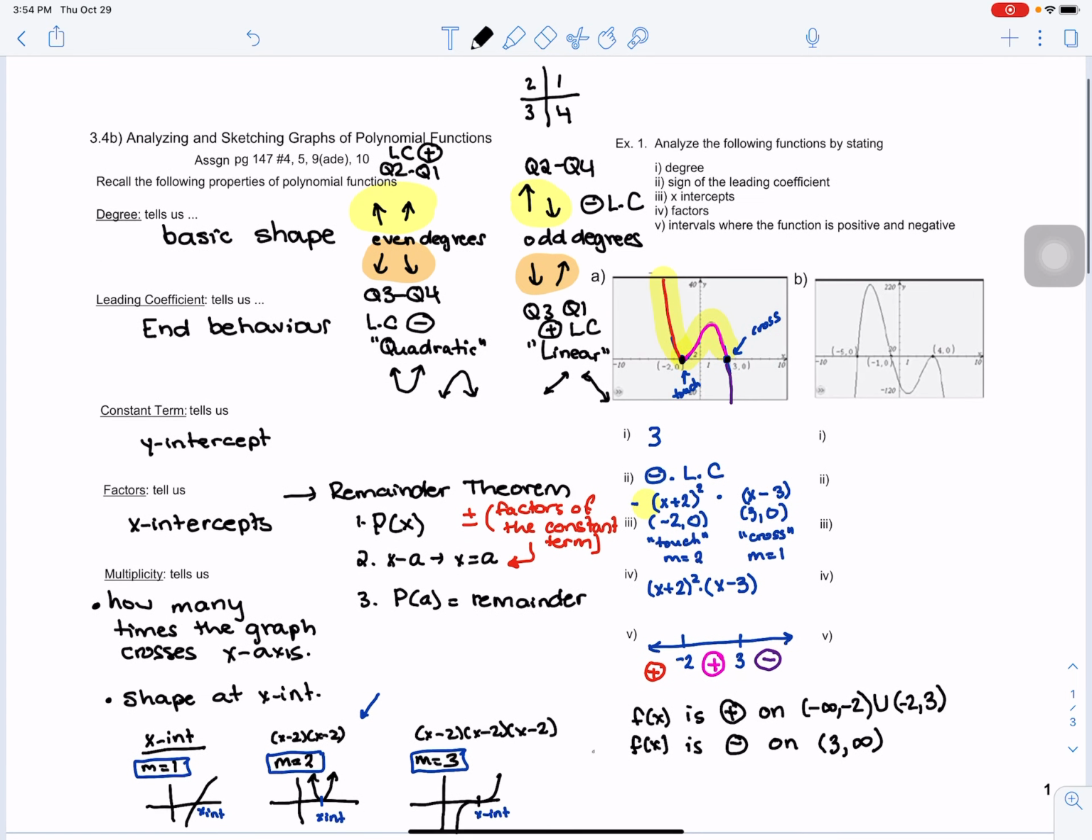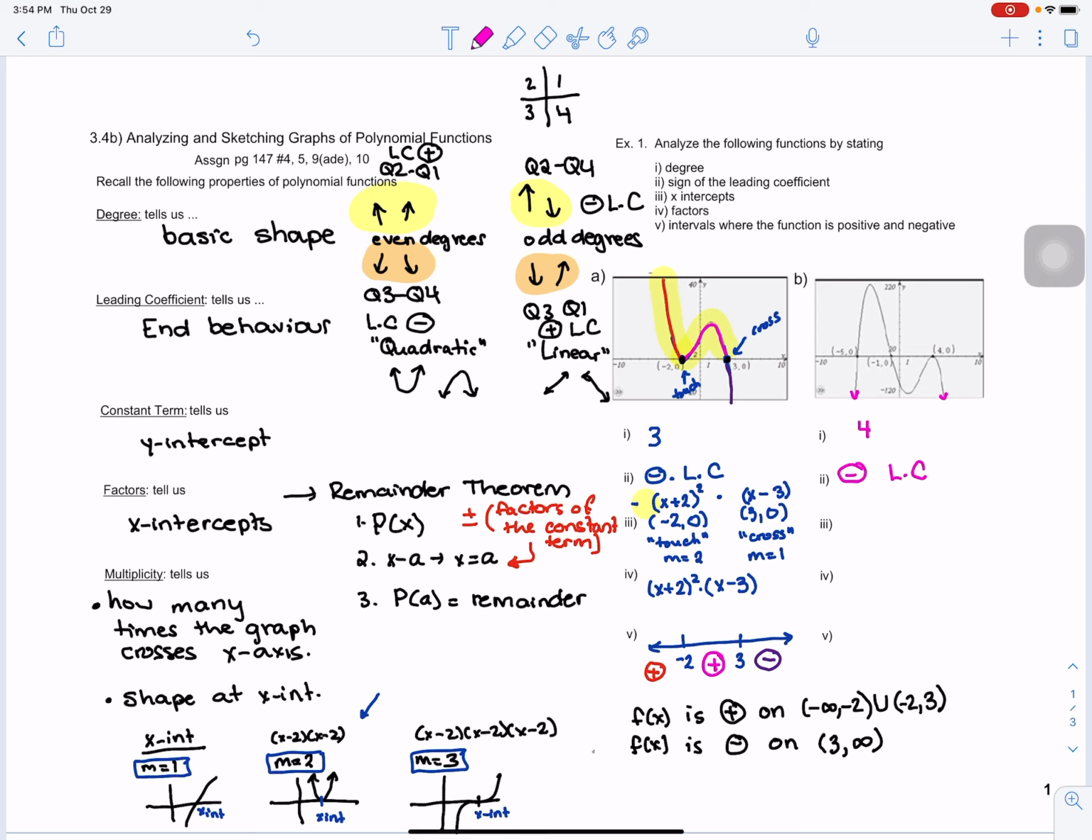Okay. Let's look at the next example. Analyze the degree. So let's count. 1, 2, 3, 4. So it looks like a 4. I know that both ends are pointing down, so that also tells me that I'm in an even degree function. My ends are both pointing down, so if I was comparing this to a quadratic, I would have had a negative leading coefficient.